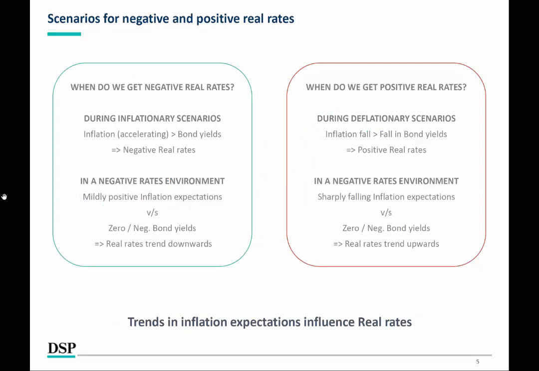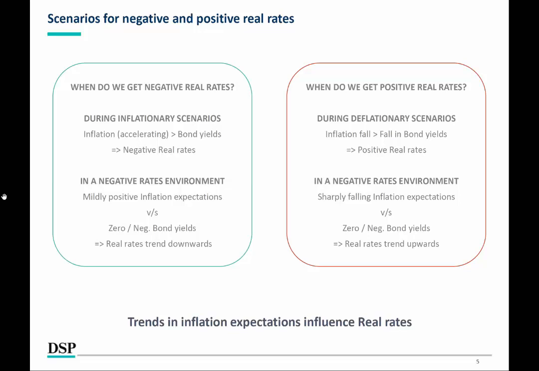On the other hand, let's look at scenarios where we get positive real rates, and which therefore end up being not so good for gold. When does that happen? When we face a deflationary environment. What deflation means is negative inflation, or basically inflation is falling faster than the speed at which bond yields are falling. So again, when you do A minus B, it basically becomes A minus a negative figure, which actually becomes A plus B in effect, and therefore you get a positive real rate figure.